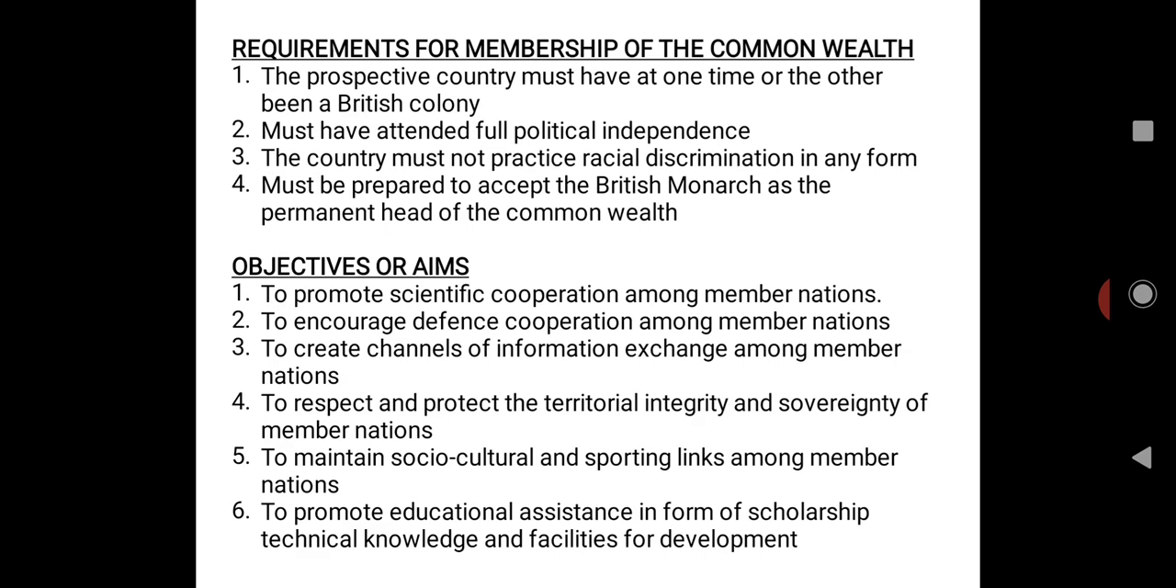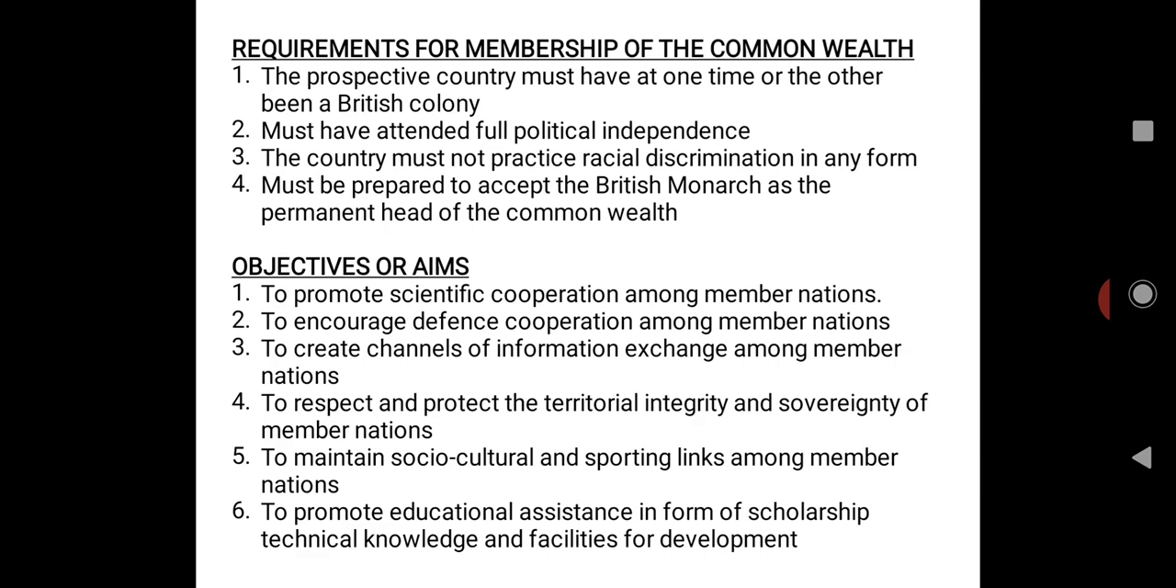Number two qualification is that such country that wants to join this association must have attained full political independence. They will not in any way be under anybody or colonized by any country. Rather, they must have attained full political independence. Number three condition of membership is the country must not practice racial discrimination in any form.